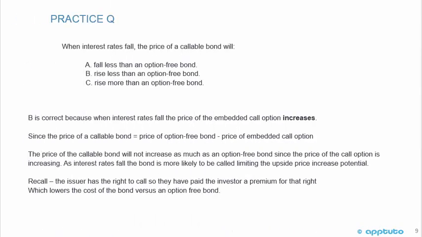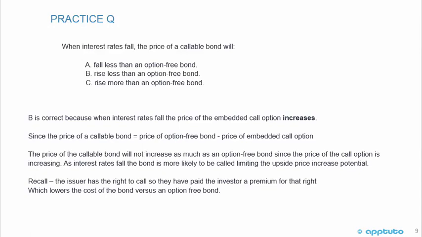Okay, for this slide it'll get better once we've covered some of the derivatives, because when we cover derivatives we're going to see what the effect of interest rates are on certain options, and that's why I said this is a little bit tricky at first, but again, once you move through the material and cycle back, it gets easier. So B is correct, because when interest rates fall, the price of the embedded call option increases.